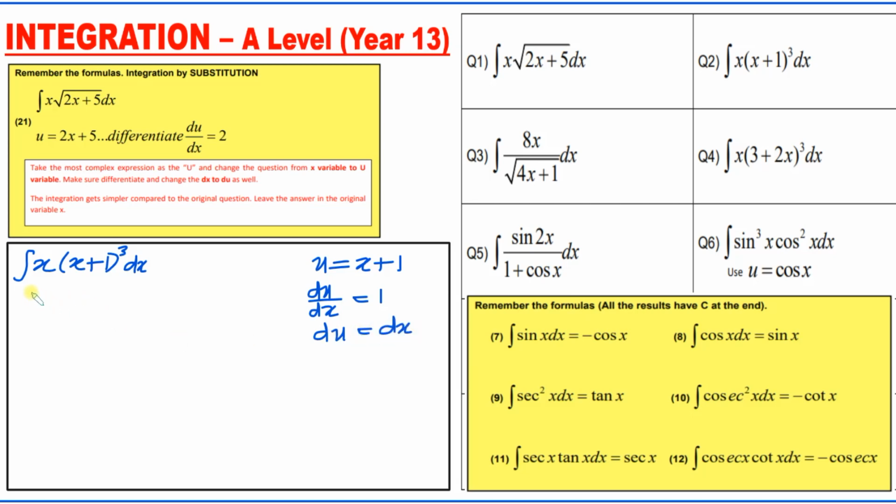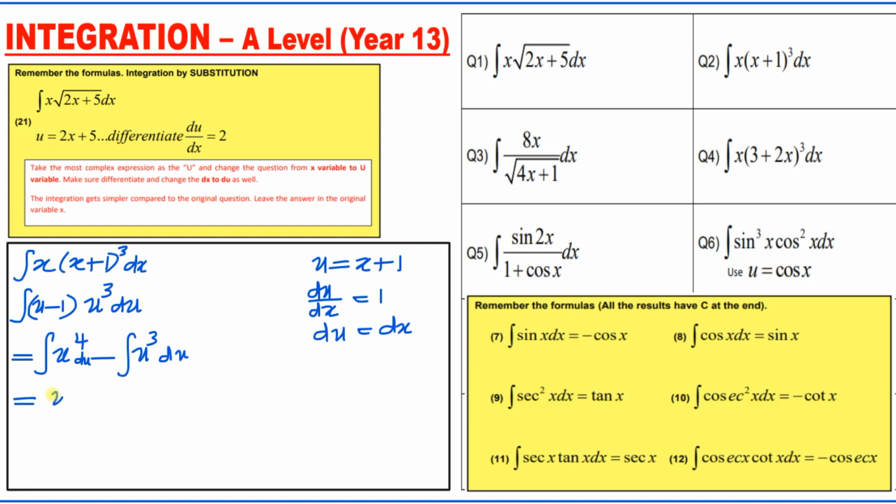And now in the integration, x is u minus 1. You can make x the subject: u minus 1. Then this is u cube, and dx can be written as du. How easy is that? Now the integration becomes simpler: u to the power 4 minus integration of u cube, both with du and du.